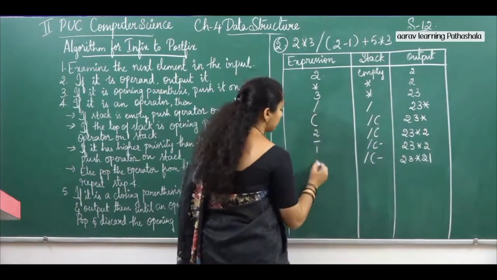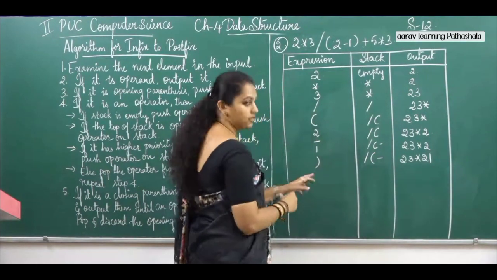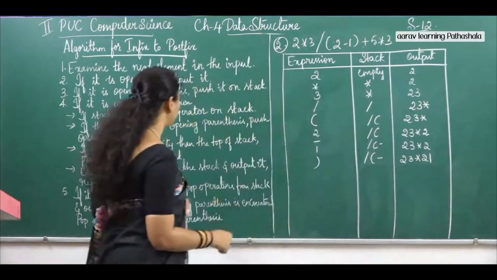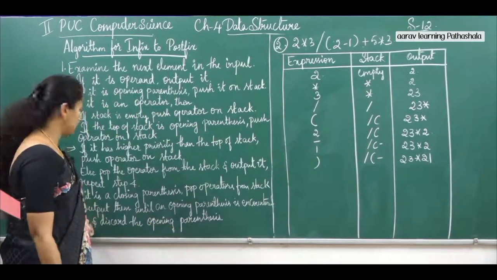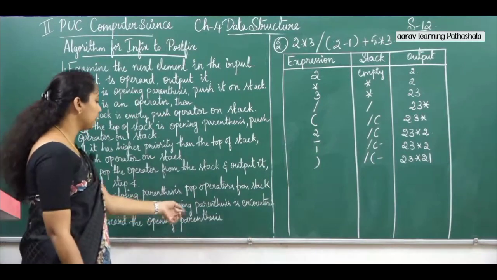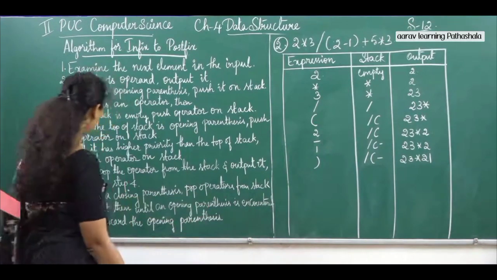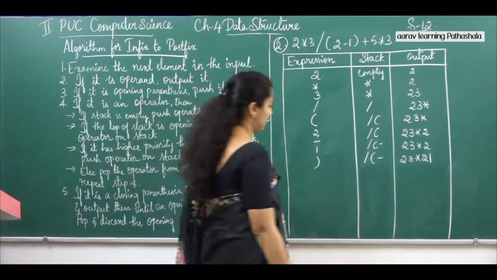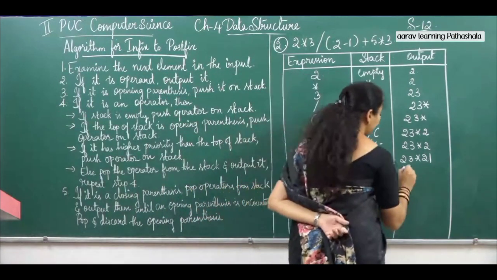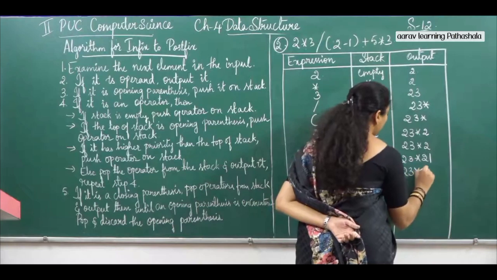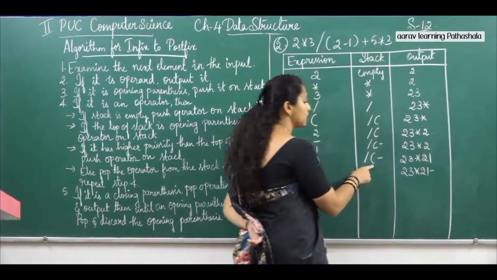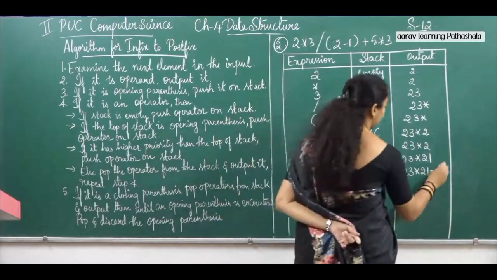So the next element is closing parenthesis. If it is a closing parenthesis, we have to pop out the operators from the stack and output them until an opening parenthesis is encountered. Then we have to pop and discard the opening parenthesis. So here we have to pop out all the operators and discard this opening parenthesis.